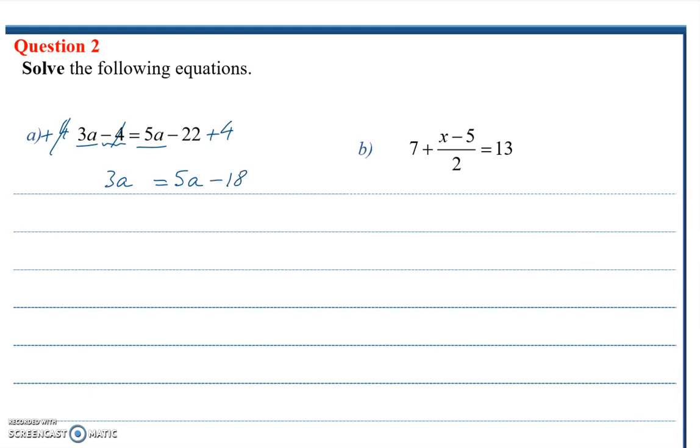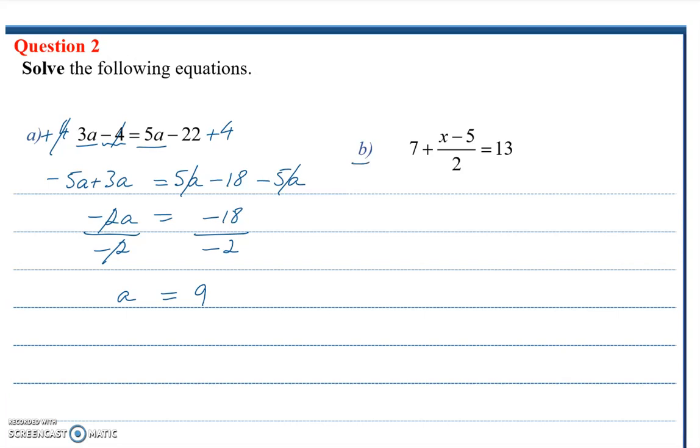We now can add or subtract 3a or 5a to the left-hand side or the right-hand side. We will subtract 5a from both sides. This leaves you with negative 18 on the right-hand side and negative 2a on the left-hand side. We're now going to divide both sides by negative 2, which is the inverse operation of multiplying by negative 2, which leaves us with a, and negative 18 divided by negative 2 is 9. A equals 9 is the solution to our equation.